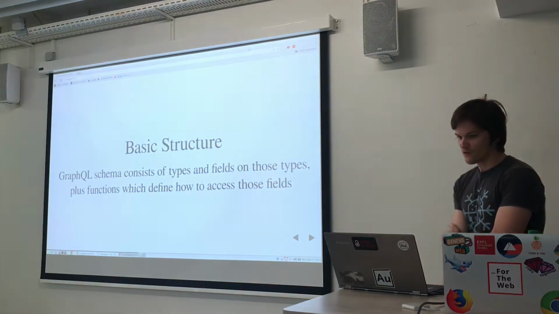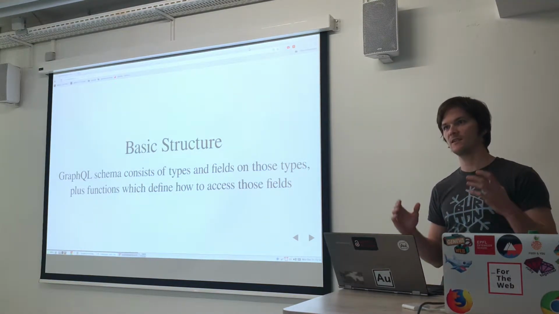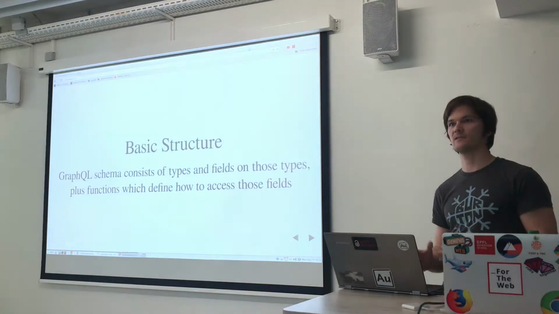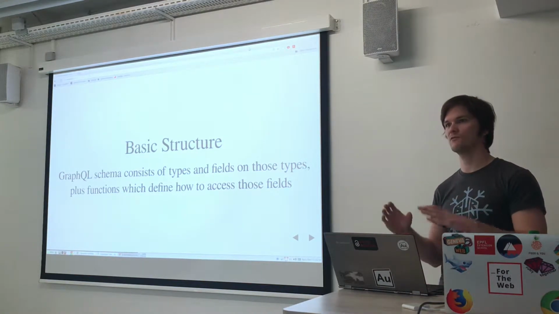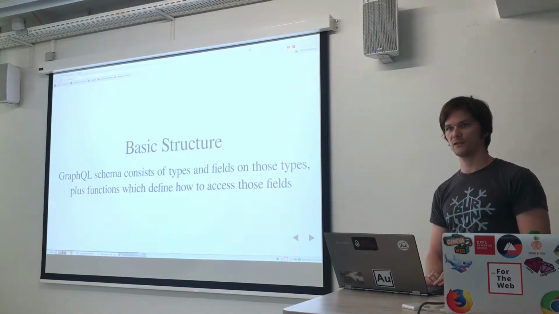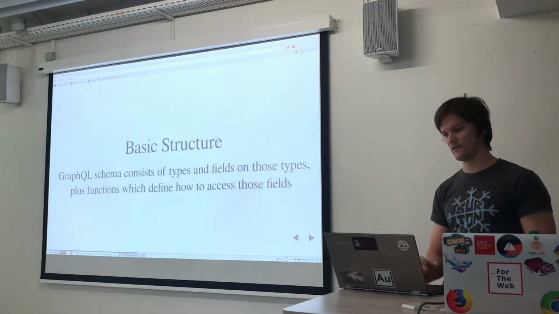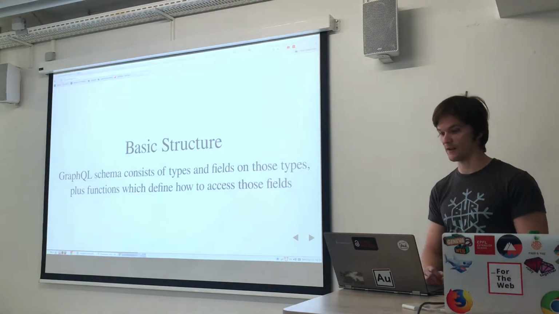The basic structure of GraphQL is what's called a schema. You define some types and you define fields on those types, and then you have functions which define how you go and fetch those fields. So if you're using a standard database, then a lot of this can be taken care of for you. But if you're doing something like our first example, we're just going to build that ourselves.